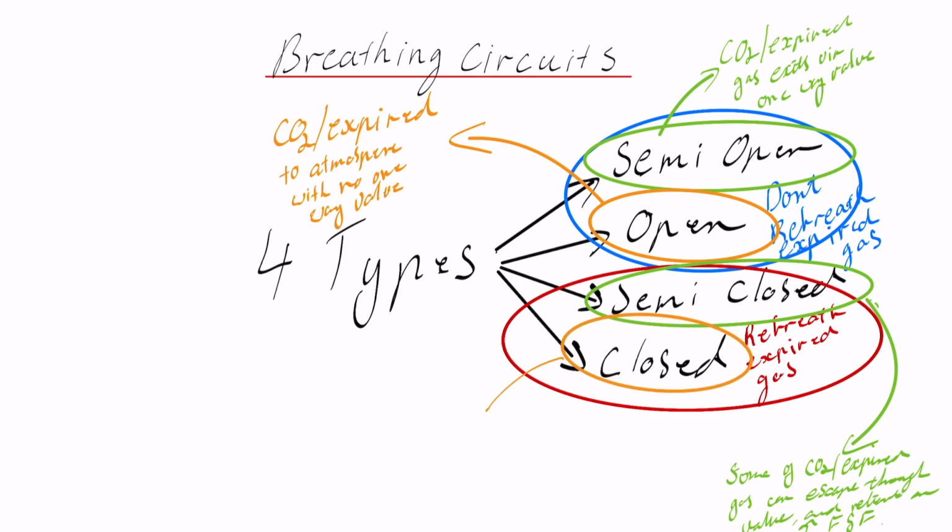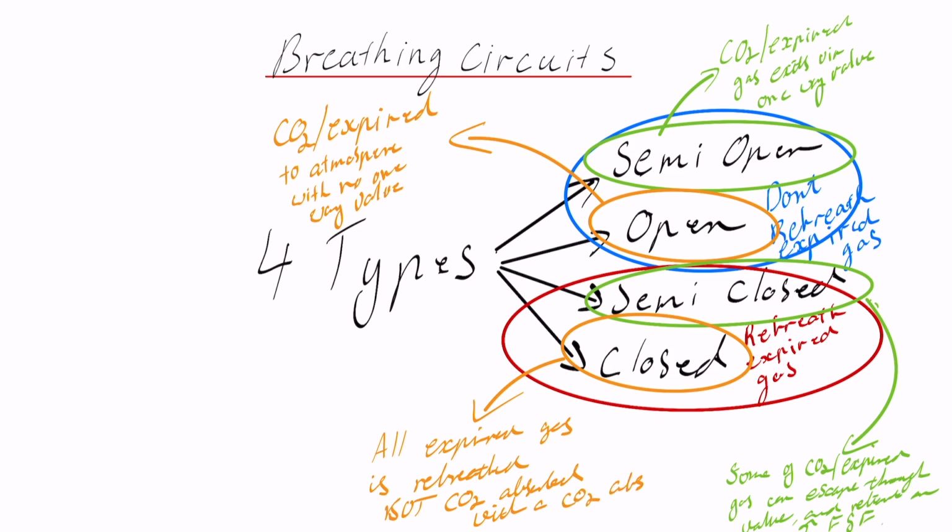For a closed system, it's a little bit easier to differentiate because in a closed system, all your expired air is rebreathed. So you rely on removing CO2 with some sort of CO2 absorber such as soda lime.